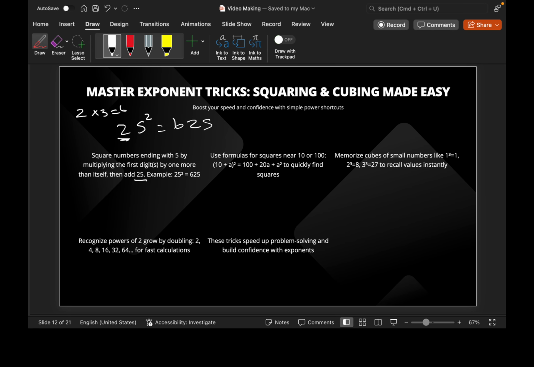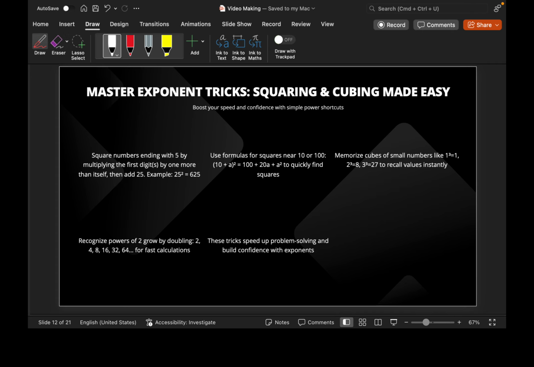Let me give you another example. 35 squared. Write 25 here. Multiply 3 with its successor, 4, which is 12. 1225 is your answer. That's how fast you can do it, and you won't have to make these long calculations ever for these squares.